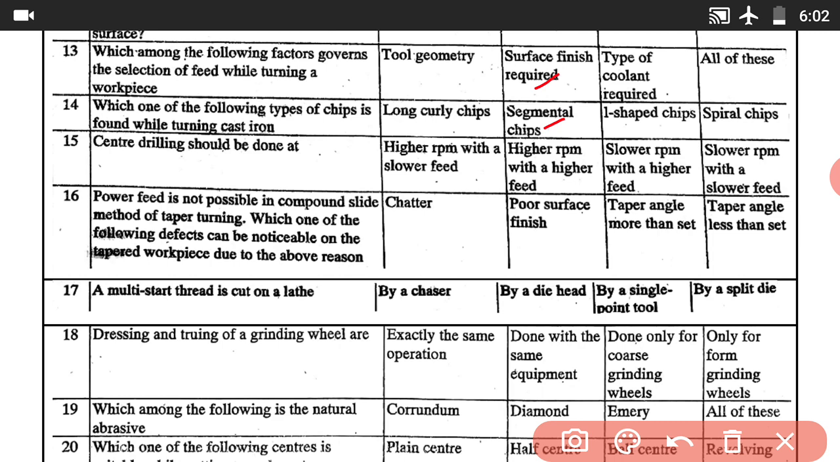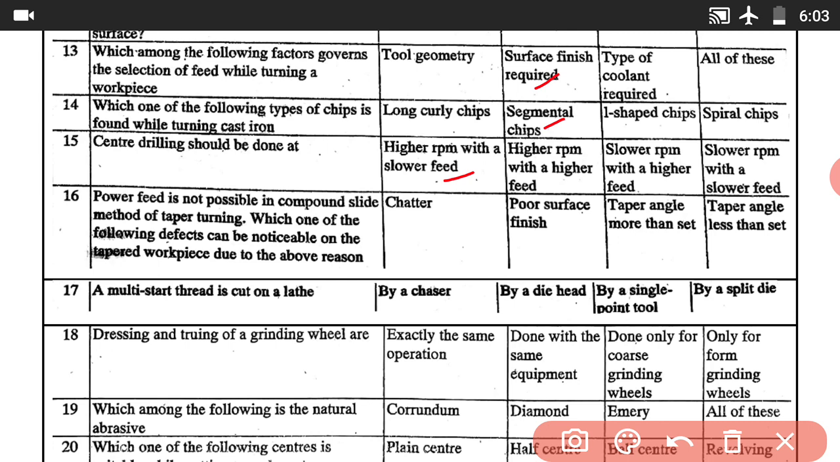Question number 15. Centre drilling should be done at dash. This question answer higher RPM with a slower feed. Option A is the correct answer.